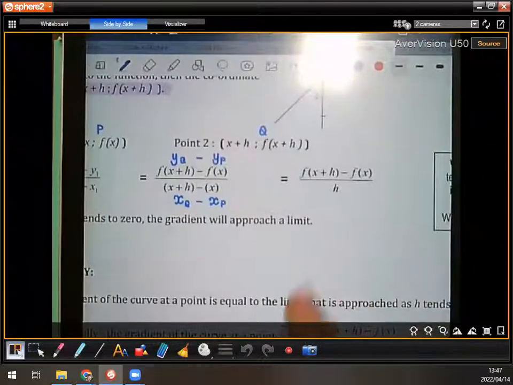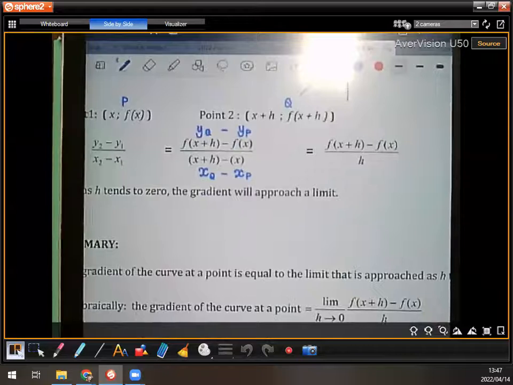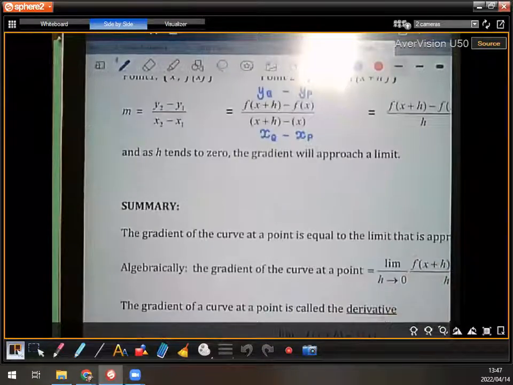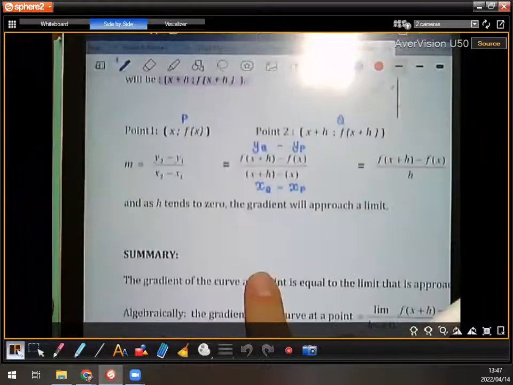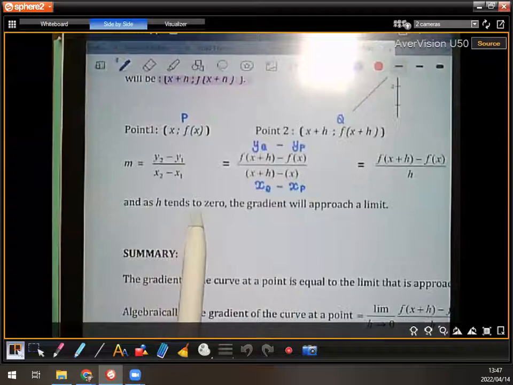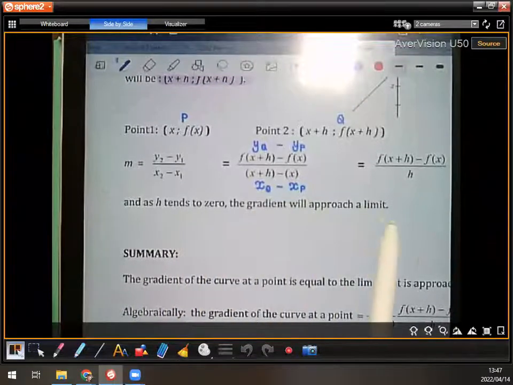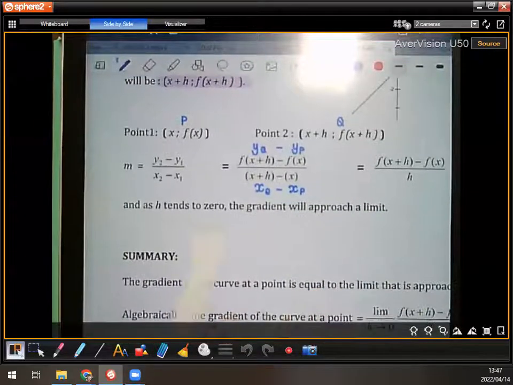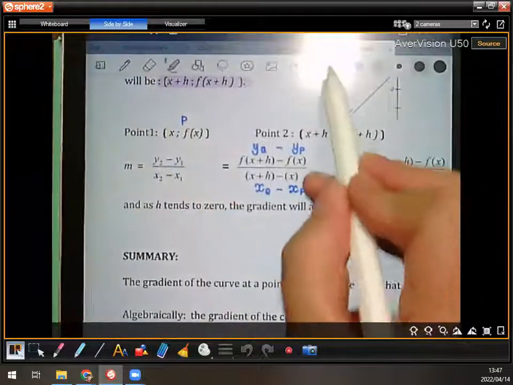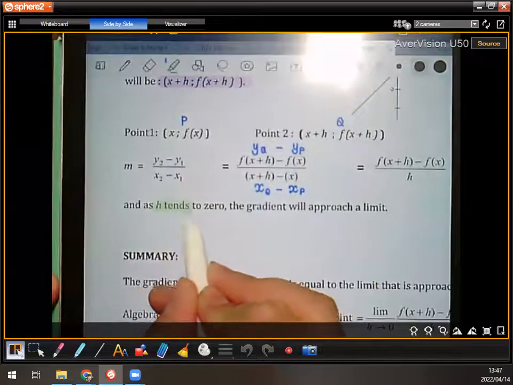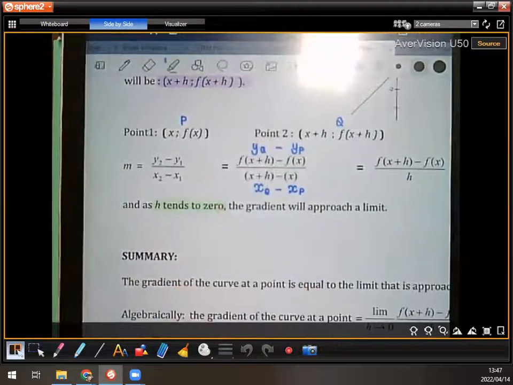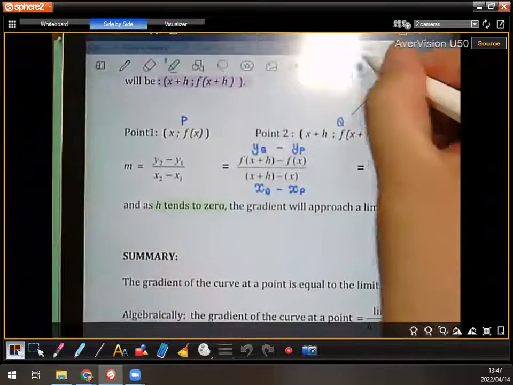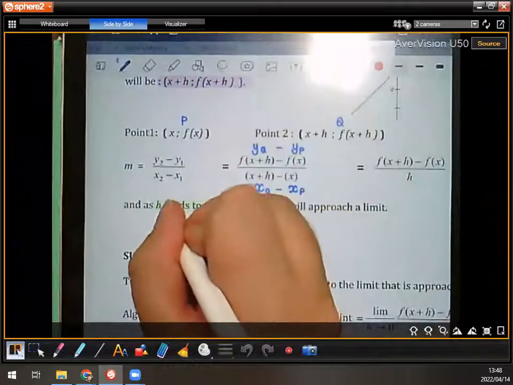So how do we find the actual gradient? By making h tend to 0. There we go. And as h tends to 0, the gradient will approach a limit. We are going to discuss that still, guys. Don't be put off by that. But this is important: h tends to 0. And they show that in the equation by saying limit.